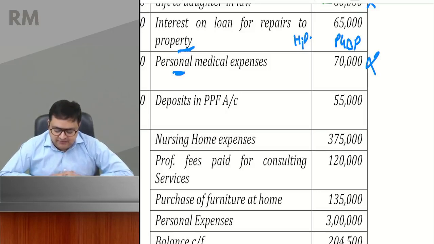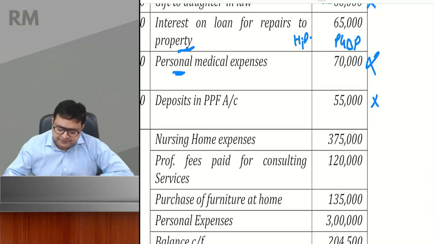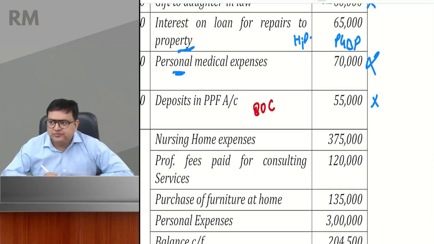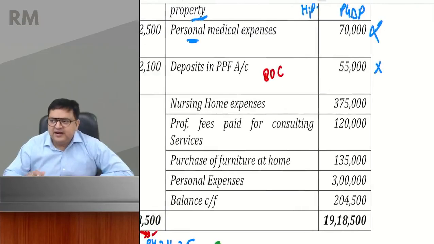Deposit in PPF, is it a business expense or not? Very good. It is not a business expense. It is a personal investment. It's an investment rather. And since we are following the optional regime, we will get ATC exemption also. We'll see the ATC exemption also, not here. Yes, deposit in PPF will get the ATC exemption.